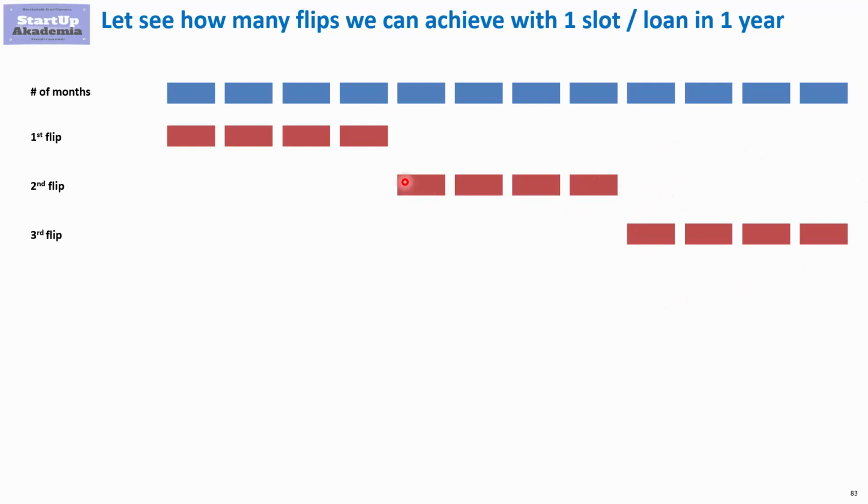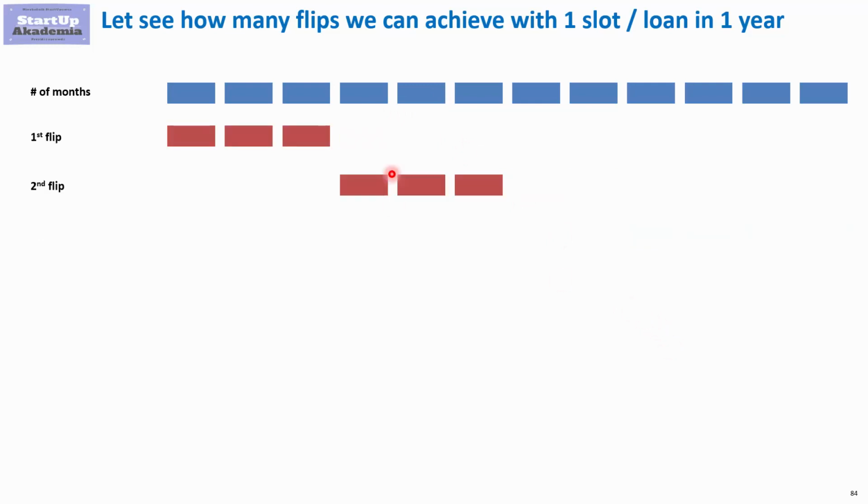third flip. So with one slot, due to the fact that the duration of the flip was 4 months, in other words, we managed to reinvest the money we got from the first apartment twice. So in total, we managed to do 3 flips. However, if we manage to shorten the duration of the flip to 3 months, we can actually fit not 3, but 4 flips during the year.